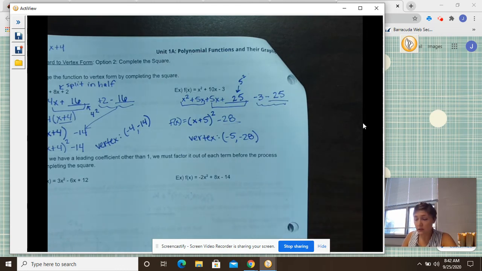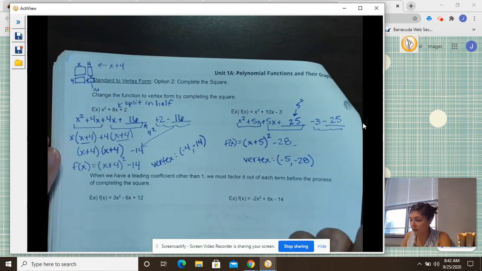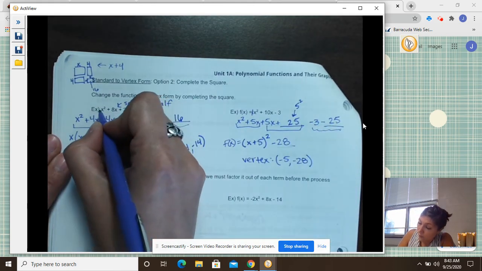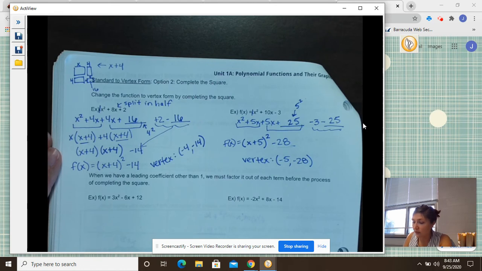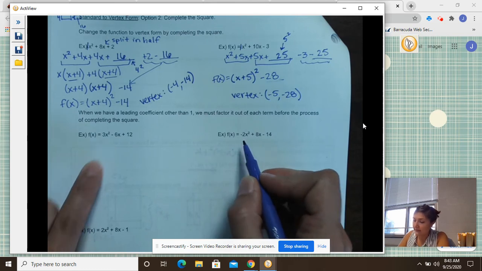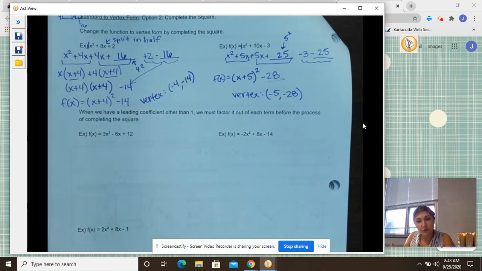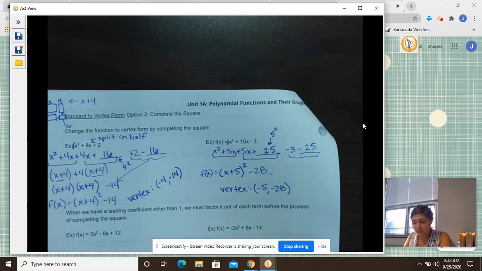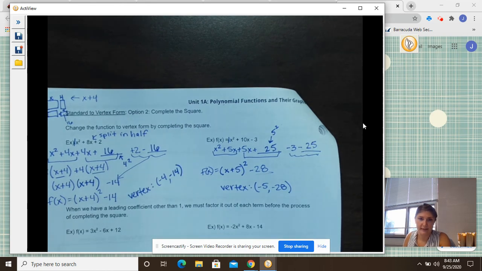What I do want you guys to notice is that every problem we've looked at so far has had an a value, a lead coefficient, of 1. Okay, we've had a lead coefficient of 1 for all of the problems we've looked at so far. Next time, we'll look at lead coefficients that are not 1. There's a little bit of an extra step for that process, but for right now, we're just going to focus on when the lead coefficient is 1. This is our completing the square process. Okay?